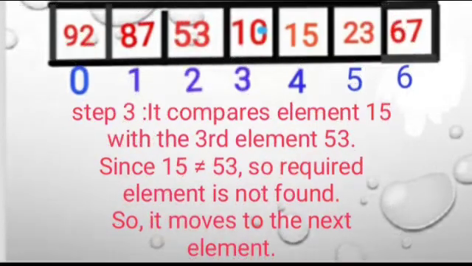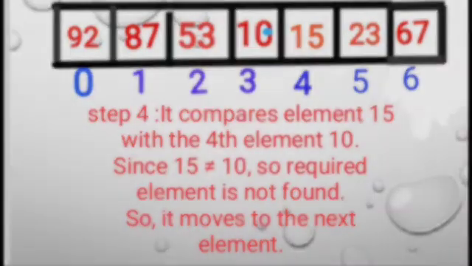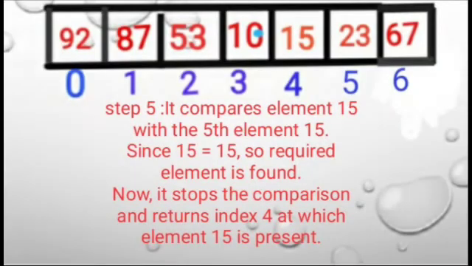Step 3. It compares the element 15 with the third element 53. Since 15 is not equal to 53, so required element is not found, so it moves to the next element. Step 4. It compares the element 15 with the fourth element 10. Since 15 is not equal to 10, so the required element is not found, so it moves to the next element. Step 5. It compares the element 15 with the fifth element 15.